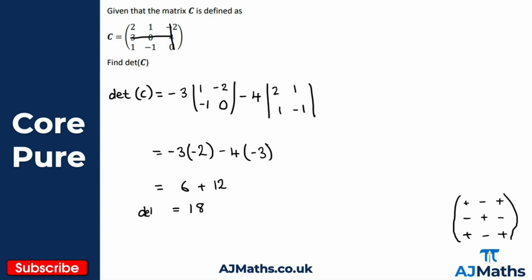So det C is equal to 18. And again, you could pick a different row, different column. You've got to double check that. And you should get the same answer here. So you should also get 18.